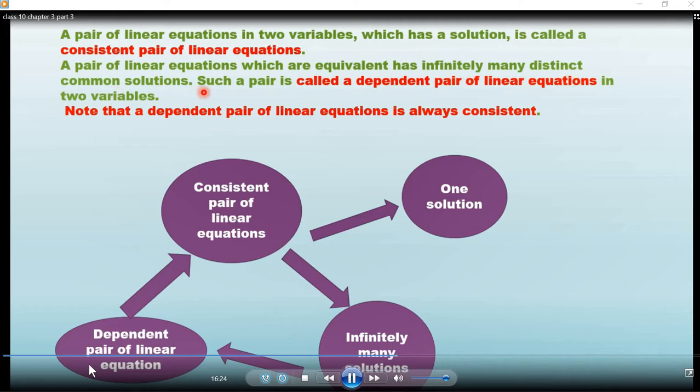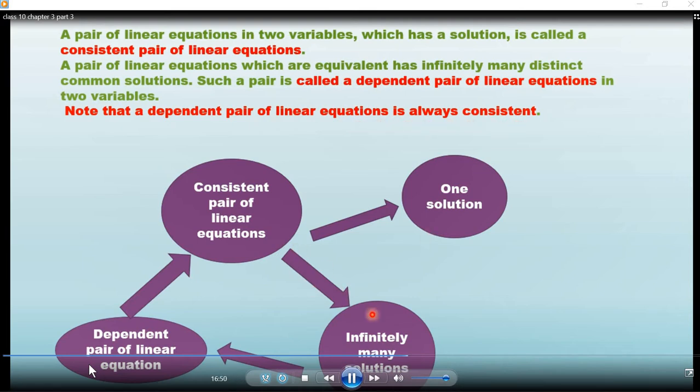I explained in the previous slide that there are innumerable points which were the solutions of these two linear equations. Such a pair is called a dependent pair of linear equations. Why? Because one line was dependent on the other line. Note that a dependent pair of linear equations is always consistent.